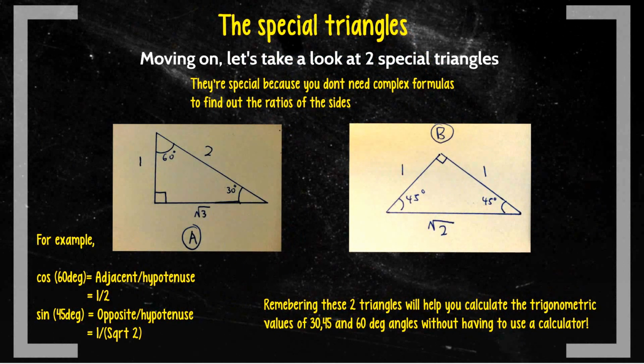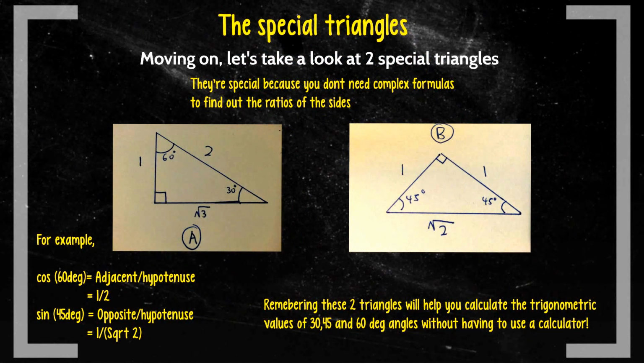Now let's look at two very special triangles. The two triangles you see here are special because they are able to work out the trigonometric values of the angles without having to use any complex formulas or calculators. So looking at triangle A, we can say that cosine of 60 degrees would be equal to the adjacent side divided by the hypotenuse side, which gives us 1 divided by 2, which is 0.5.